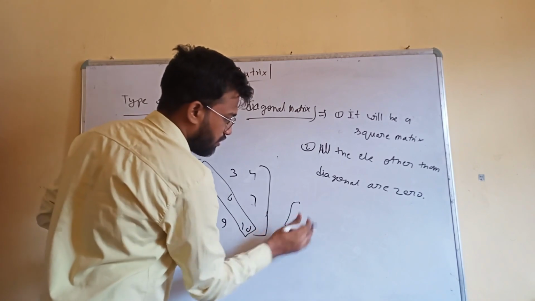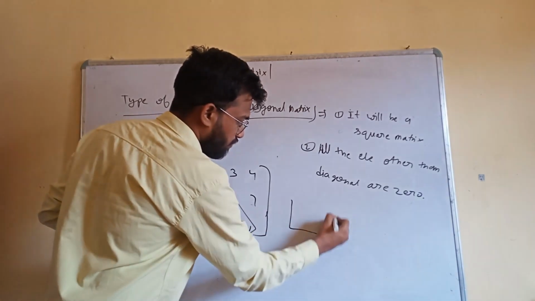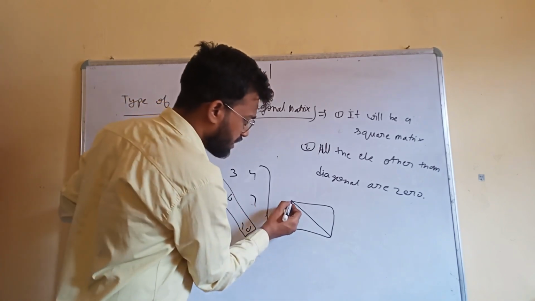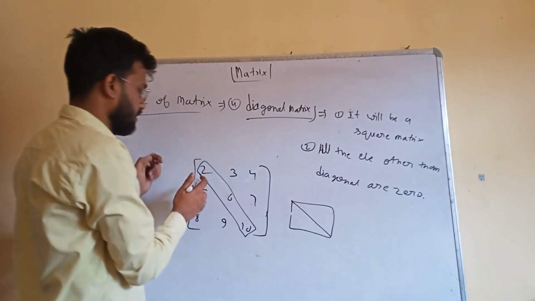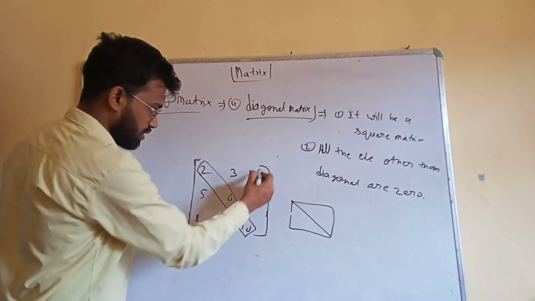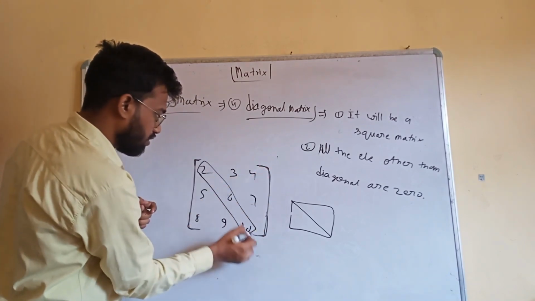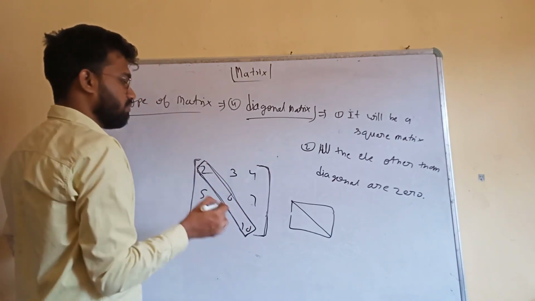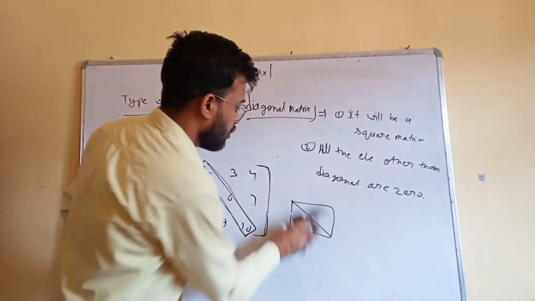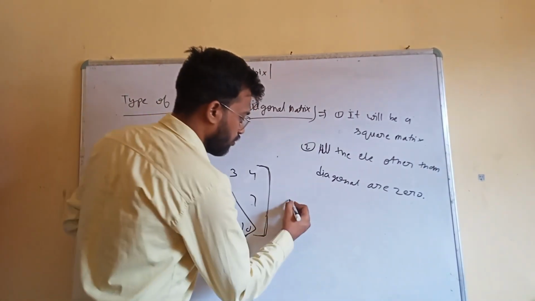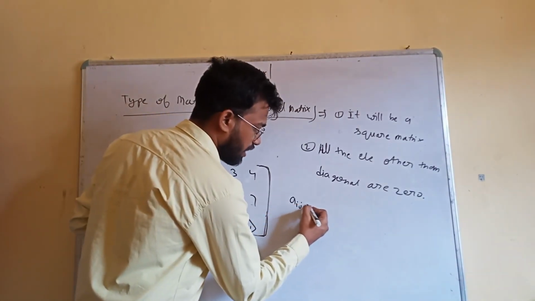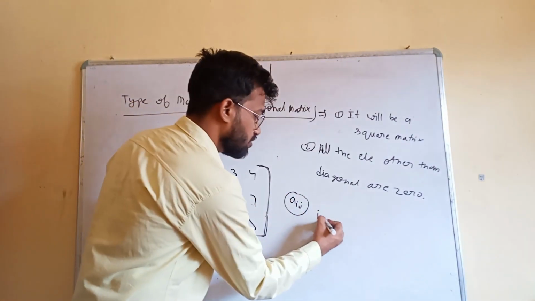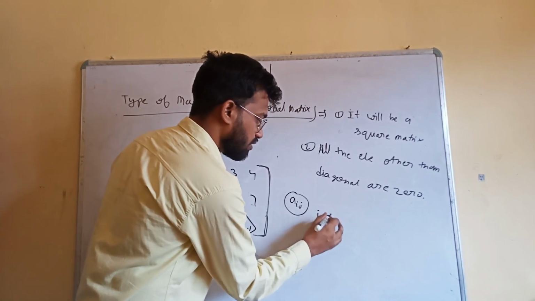In a rectangle, what is the diagonal? This line is called the diagonal. So here also it is like this; this looks like a rectangle, so this will be the diagonal. So these elements are called diagonal elements. In general form, how are we going to represent them? All the elements aij are called diagonal elements if i is equal to j.